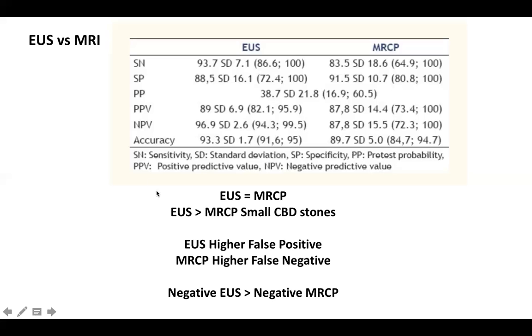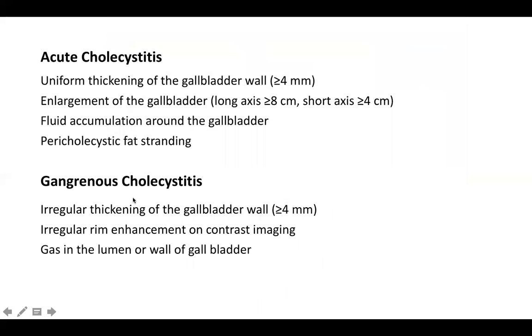All right, go on. Yes, sir. So I'll just come to acute cholecystitis, which is basically uniform thickening of the gallbladder wall, more than 4 millimeters. Enlargement of the gallbladder from a radiologist's perspective: long axis more than 8 centimeters, short axis more than 4 centimeters. Fluid accumulation around the gallbladder, pericholecystic fat stranding.